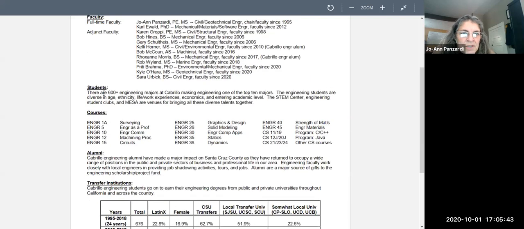There are more than 600 engineering majors at Cabrillo. It's one of the top 10 majors at Cabrillo. The students are diverse in age, ethnicity, life and work experience, economics, and entering academic level, which is amazing. The benefit of being at Cabrillo is that you are going to be around a diverse student body.